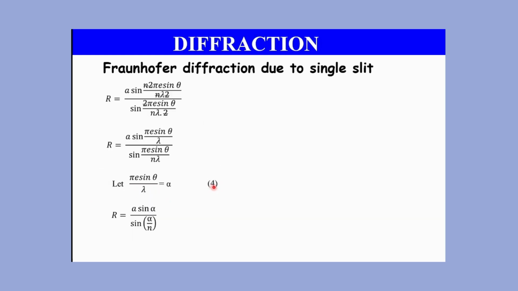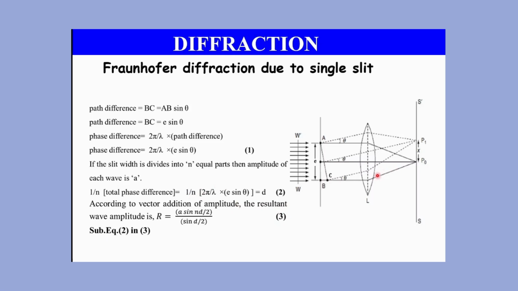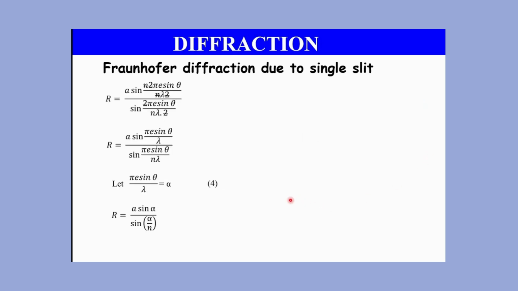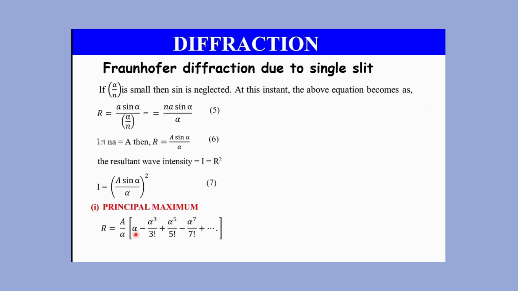What is the meaning of principal maximum? Now you can see this diagram. In this diagram, the light rays which are traveling normally towards the slit make a bright image at the point P naught. This P naught is called the maximum intensity. It is also called the principal maximum. Now the principal maximum R can be found using equation number 6.